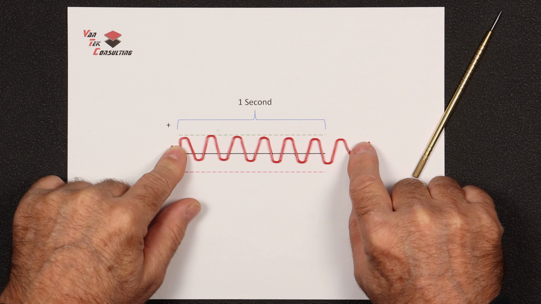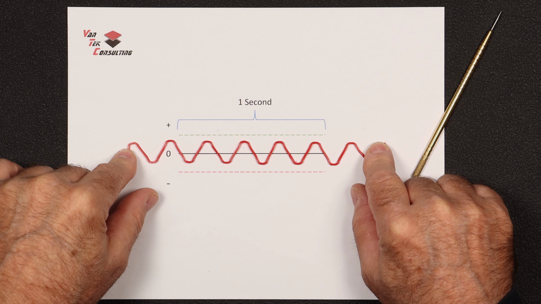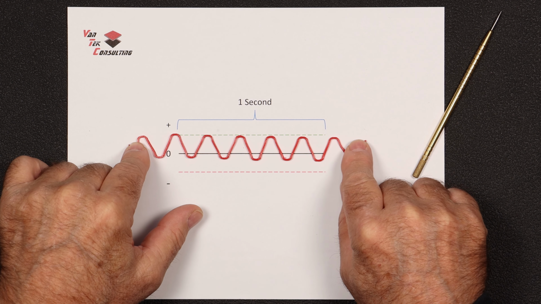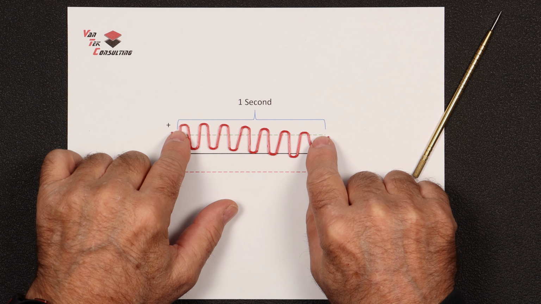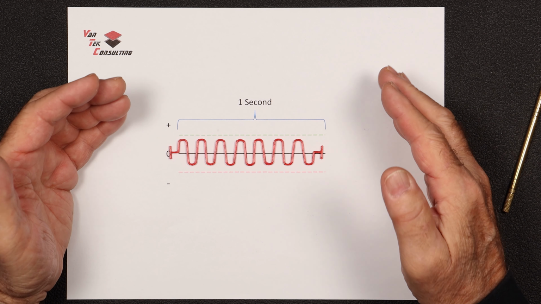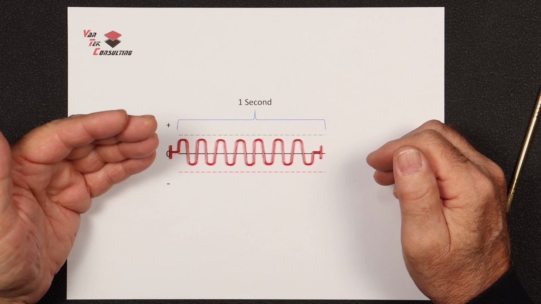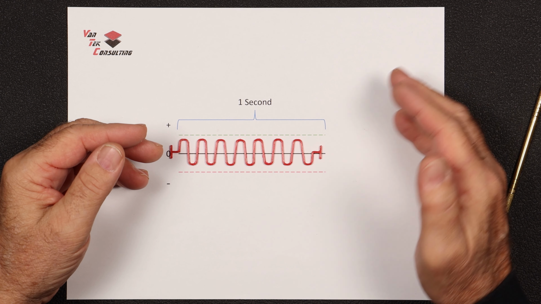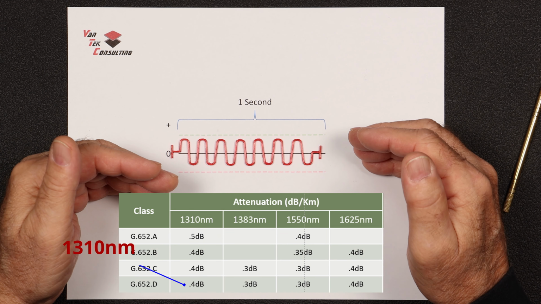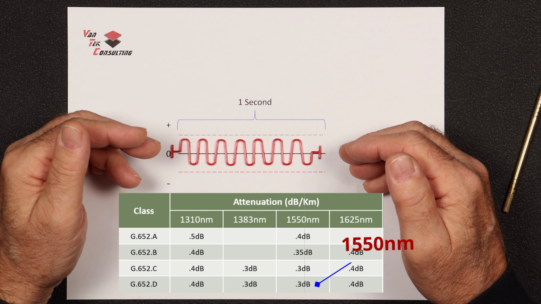If this spread out and became longer, then 5 would be our frequency. Longer the wavelength, the lower the frequency. The shorter the wavelength, the higher the frequency, okay? Now, why is this important? Because what do we know about frequencies? We know that the higher the frequency, the more attenuation we have, which is loss over distance. So the attenuation rate at 1310 is higher than the attenuation rate at 1550.